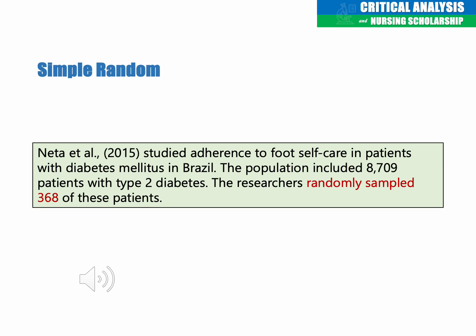On the slide right now, you will see an actual example of a research conducted which uses simple random sampling technique. Nata et al. in 2015 conducted a study on adherence to food self-care in patients with diabetes mellitus in Brazil. The population included is 8,709 patients with type 2 diabetes. And here, the sampling technique utilized was simple random sampling, and they included 368 patients with diabetes mellitus.